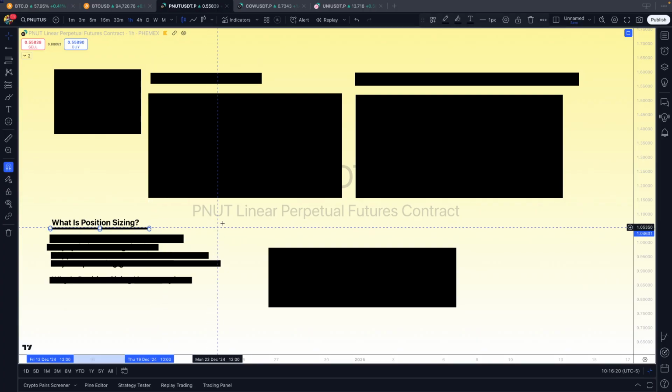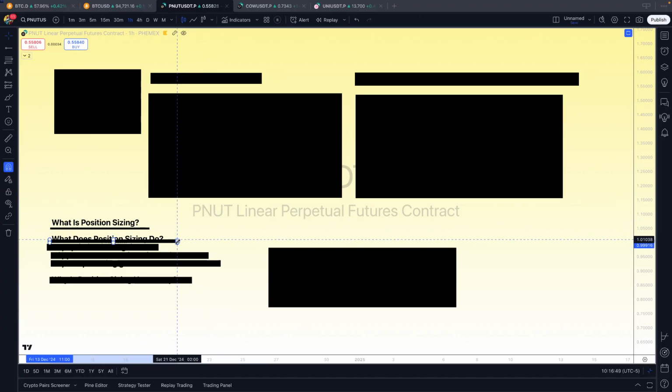What is position sizing? Position sizing is essentially how big or small of a position you have in X assets. So if you have a $1,000 account and you're going to put $100 into Bitcoin, let's say, you then have a 10% position size in Bitcoin relative to your initial principal or your total account. Okay, because $100 is 10% of $1,000. So that's essentially what position sizing is.